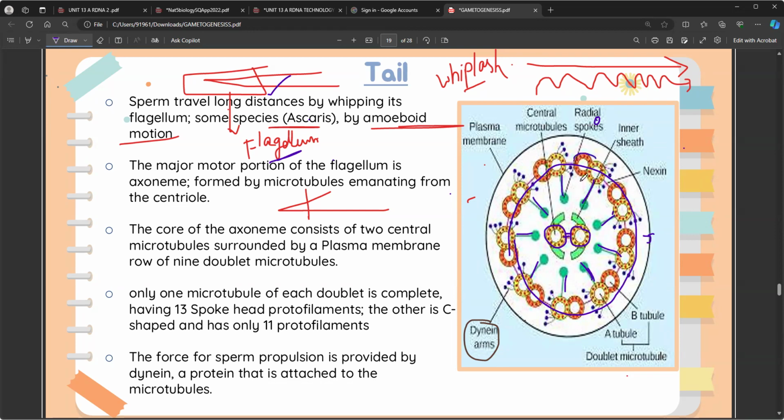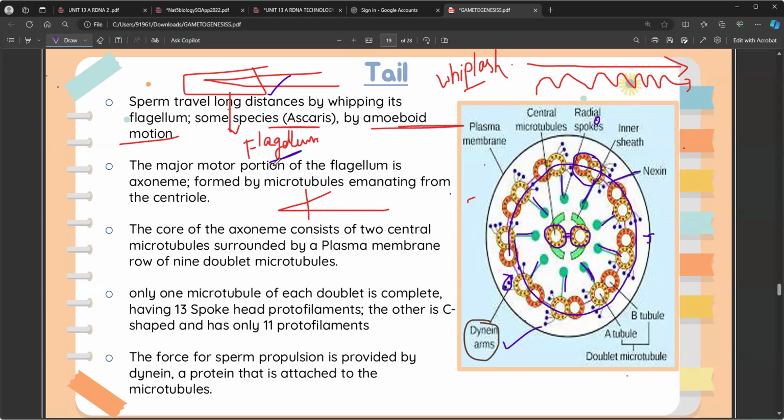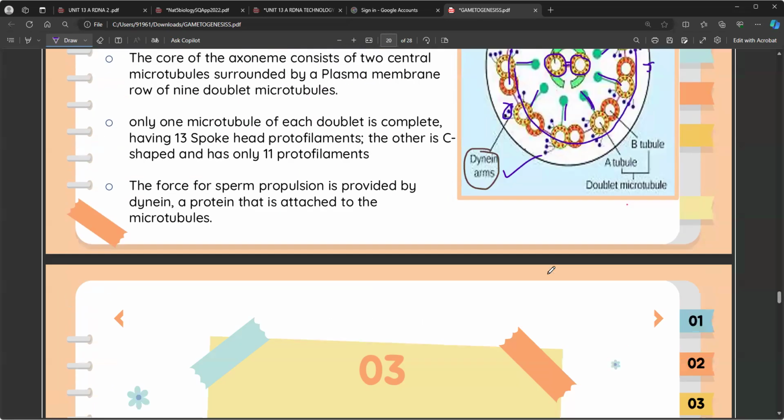And one doublet can be associated with another doublet with the help of a nexin protein. And if these microtubules want to move, they have to be compulsorily associated with a major motor protein, which is the dynein protein. This is a very simple structure of the axoneme of the flagellum of the tail.